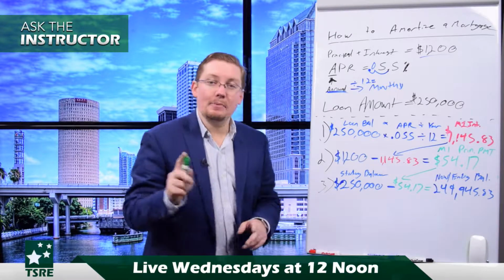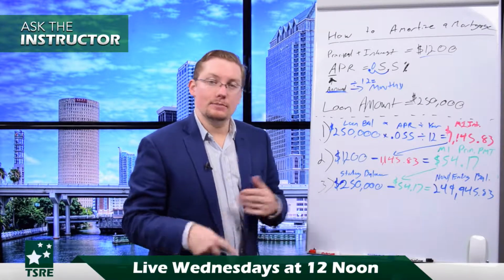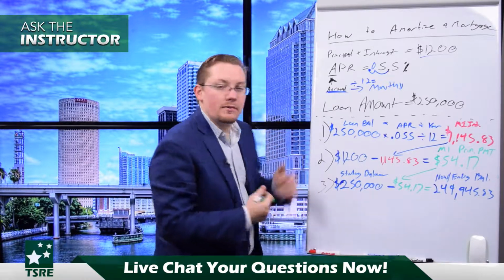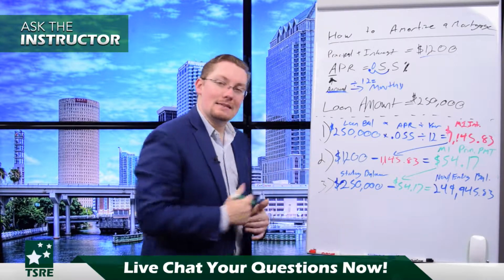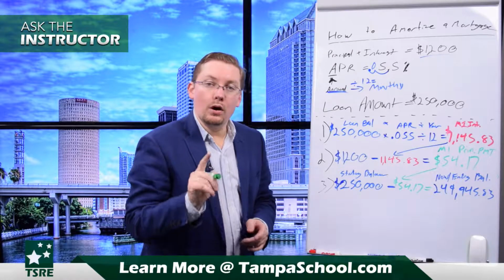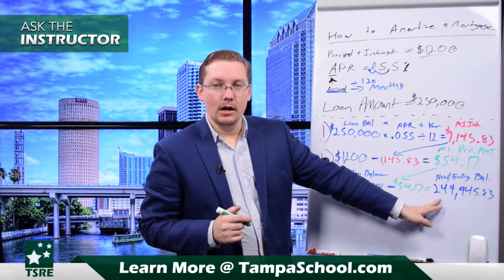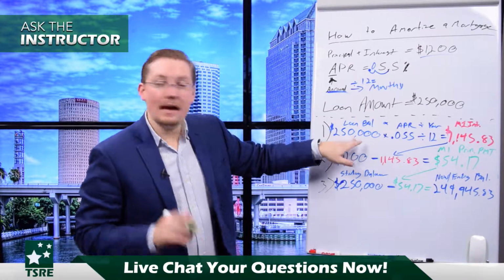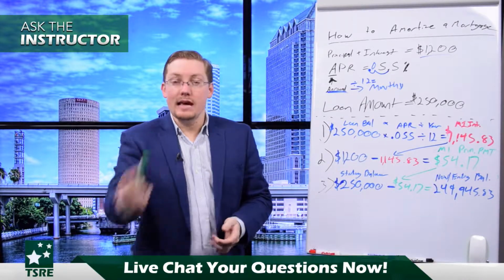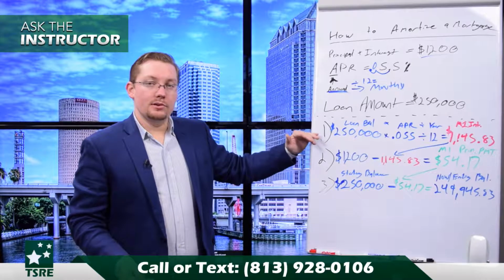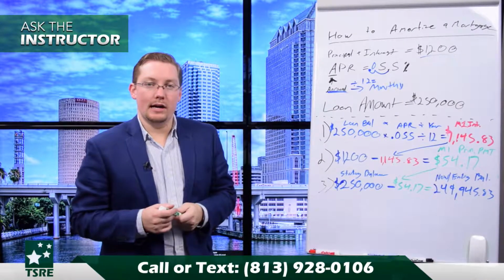So let's find out what happens in month number 2. In order to find out month number 2 of amortization, we're basically doing these same calculations all over again. The one difference is we're starting with our new balance. We're not starting with our initial balance. Our balance is no longer $250,000. In month number 1, you get a bill for $250,000 that says you owe $1,200.